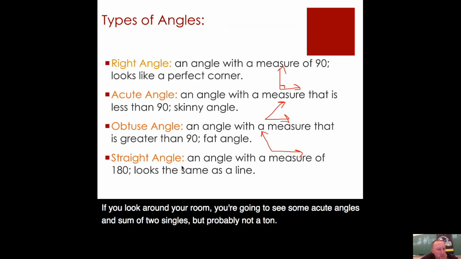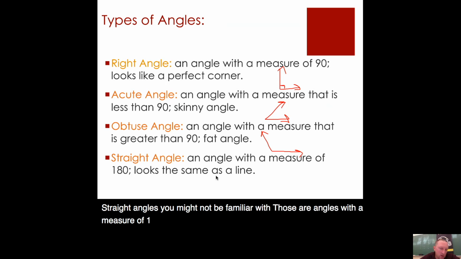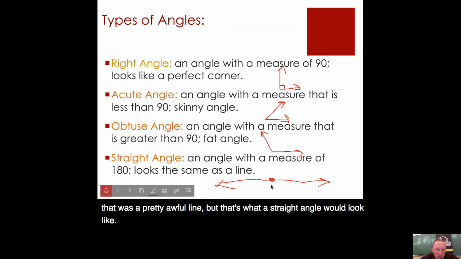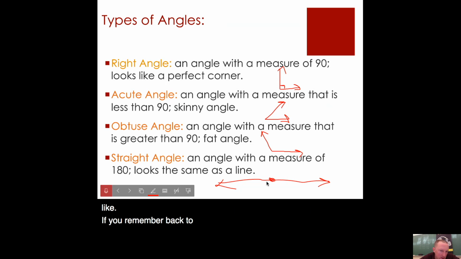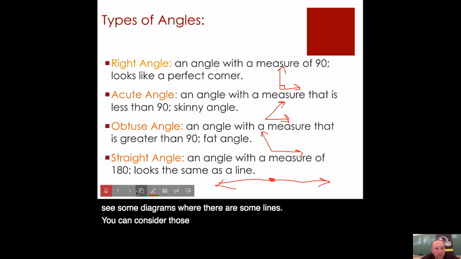Straight angles you might not be familiar with. Those are angles with a measure of 180. Now it tells you here that it looks just like a line. So that was a pretty awful line, but that's what a straight angle would look like. If you remember back to what opposite rays are, same type of concept. In this section, we're going to see some diagrams where there are some lines. You can consider those straight angles as well.